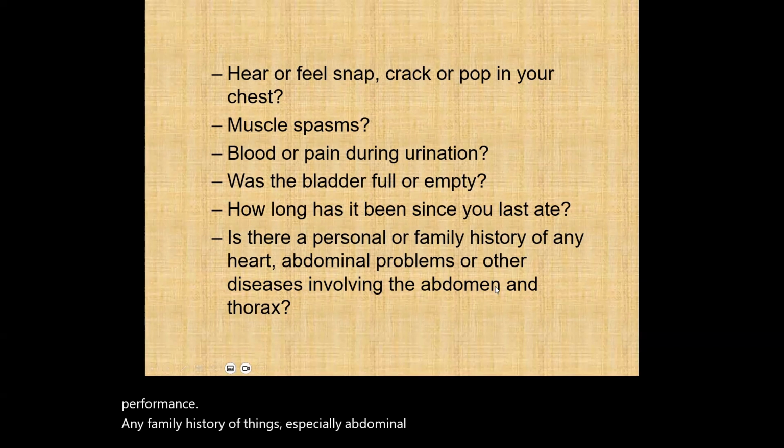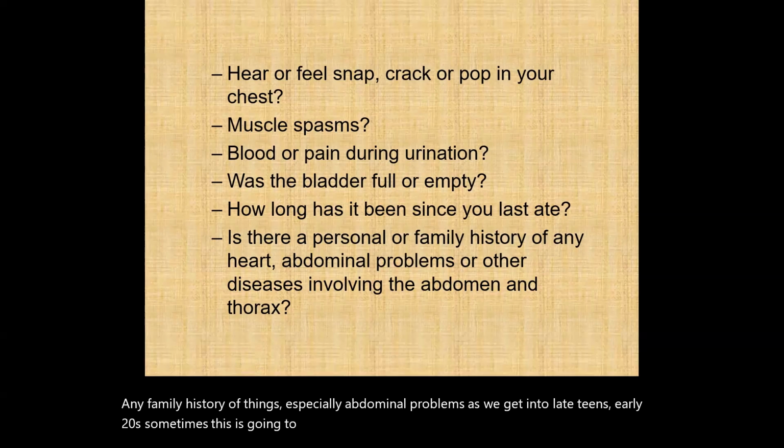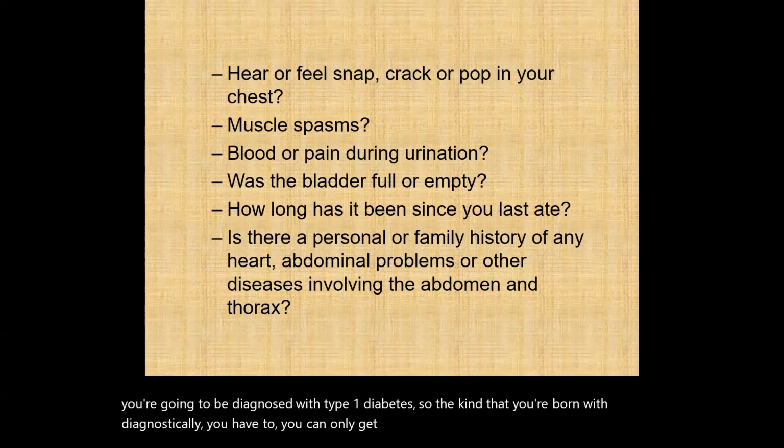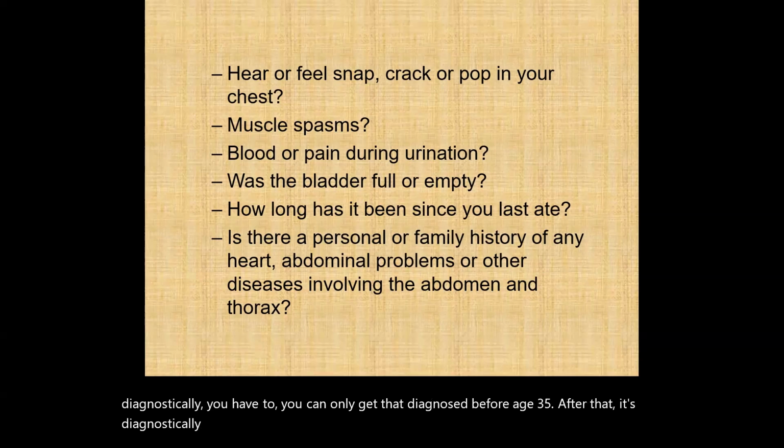Any family history of things, especially abdominal problems. As we get into late teens, early 20s, sometimes this is going to be important as it relates to some diagnostic criteria. So if you're going to be diagnosed with type 1 diabetes, so the kind that you're born with, diagnostically you can only get that diagnosed before age 35. After that, it's diagnostically not type 1 diabetes.